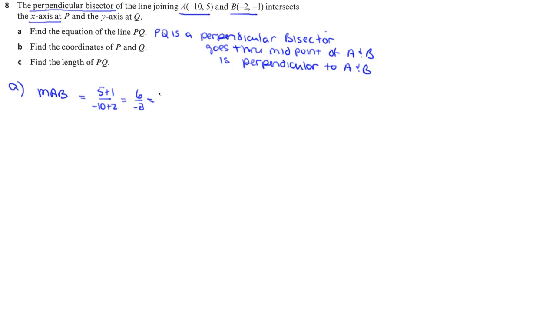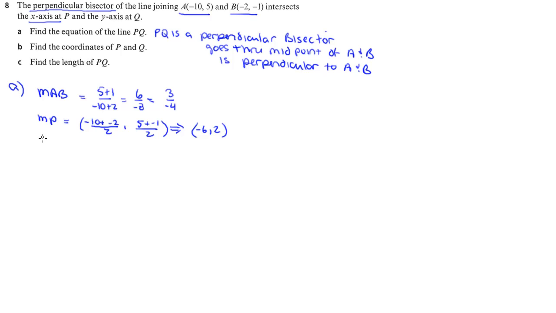We use the slope formula, y2 minus y1 over x2 minus x1. We find out that the slope of AB is 3 over -4. Then we've got to figure out the midpoint. The midpoint is: you add up the x's and divide by 2, and you add up the y's and divide by 2. We find that the midpoint of AB is (-6, 2).